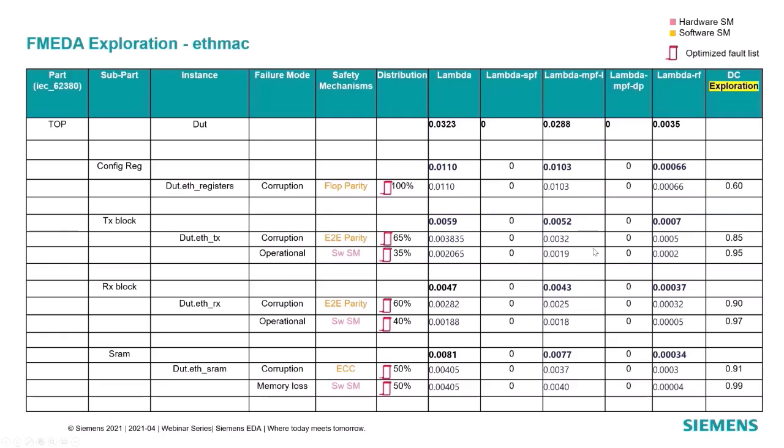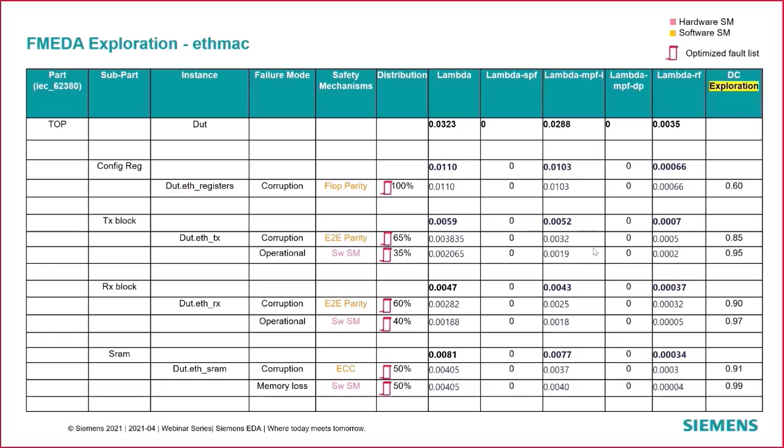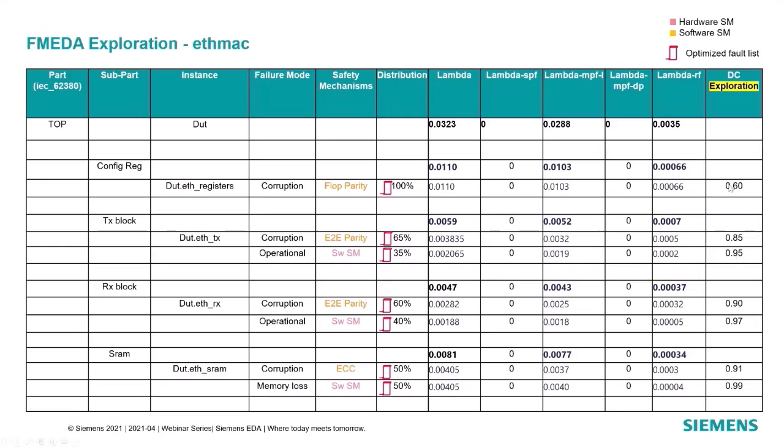So the DC exploration numbers, right? Those are the metrics that you're going to validate. Is that correct? Correct. The DC numbers are the ones we are going to validate.